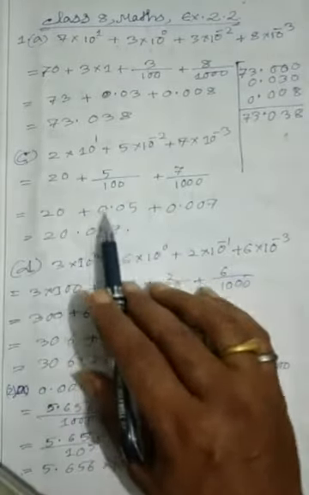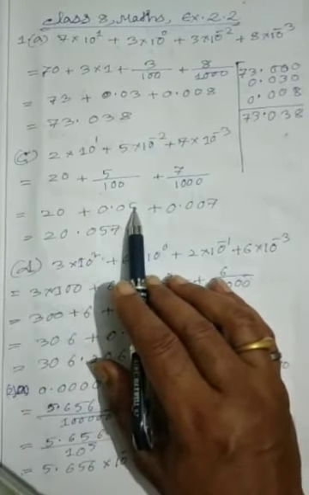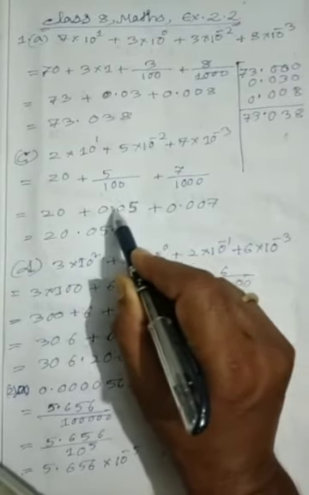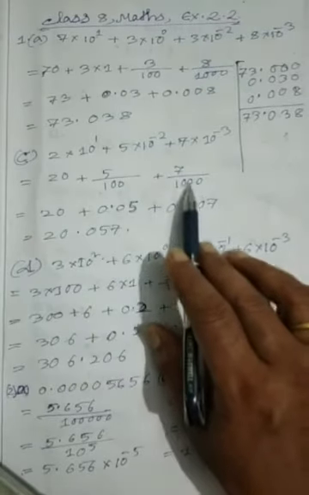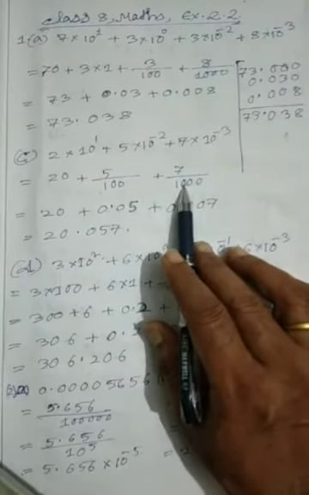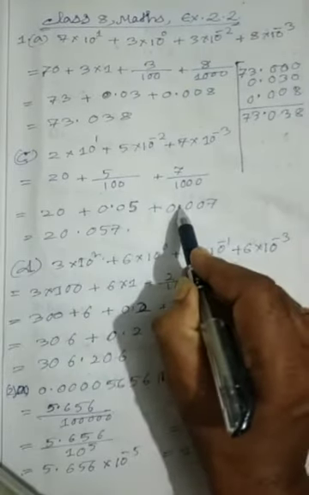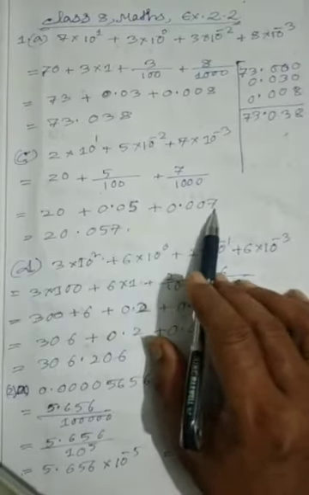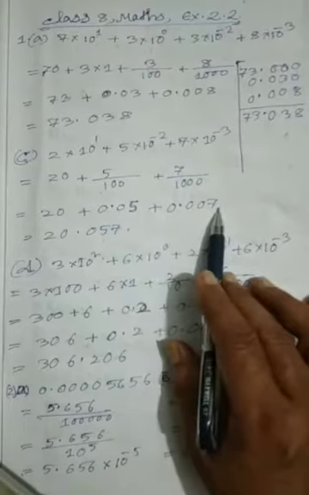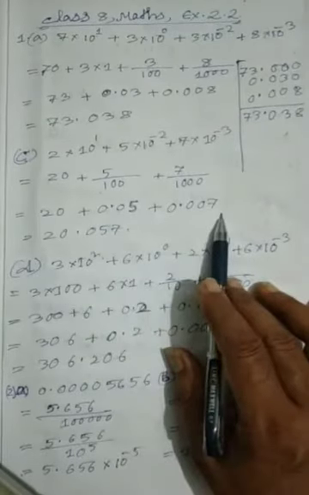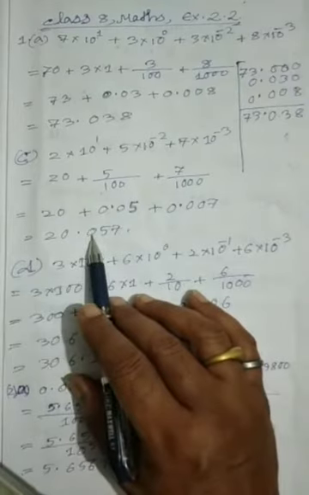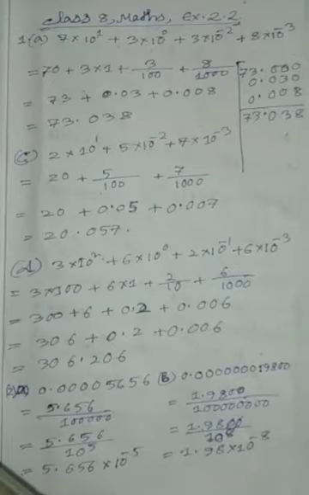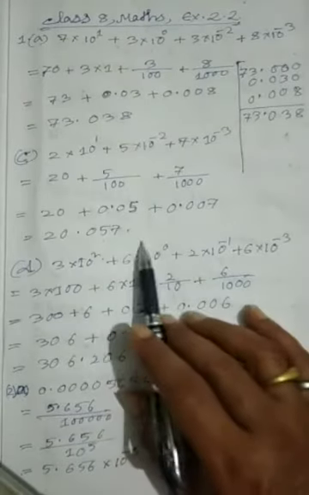So 20. 100 has 2 zeros, so after the point, 2 digits will be there, and 1 digit is there. So you give 1 zero such that it will be a 2 digit number. And how many zeros are there in 1000? 3 zeros, 1, 2, 3. So to make 3 digits, 1 digit is there, the other 2 zeros you have to give here such that it will be 3 digits after the point. So you add it. So you will get 20.057. This is the answer. So this is expressed in decimal form.